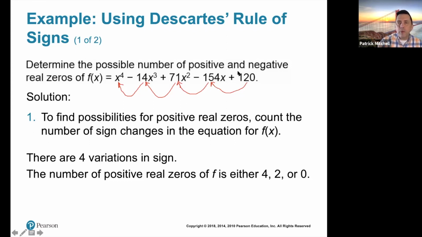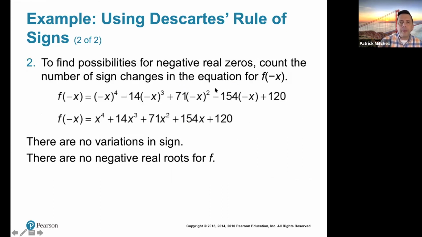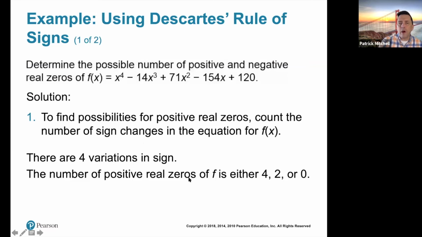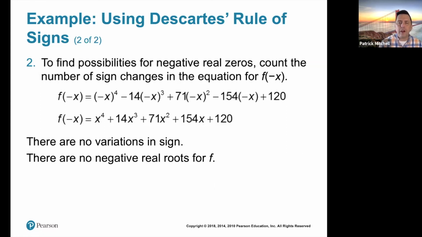All right, and then for negative real zeros, we'll look at the polynomial f(-x). So when you replace x with -x, you get x to the fourth plus 14x cubed plus 71x squared plus 154x plus 120. There are no sign changes, which means that f has no negative real roots. All right, it has either 4, 2, or 0 positive real roots, or zeros, but it has no negative real zeros. They really should have said zeros there.